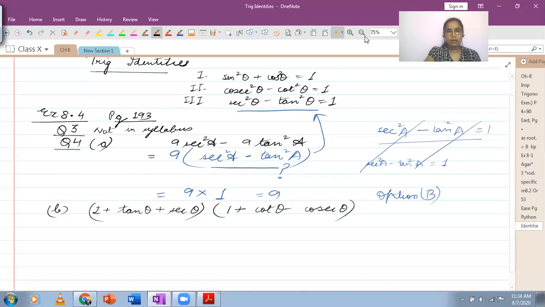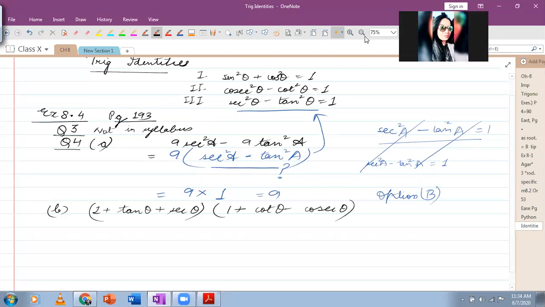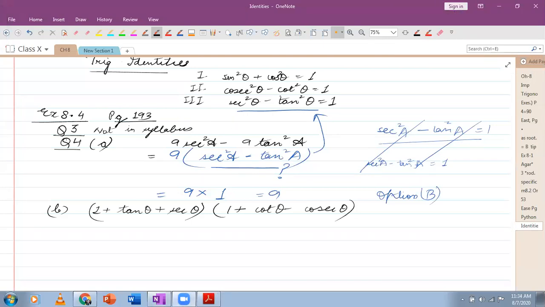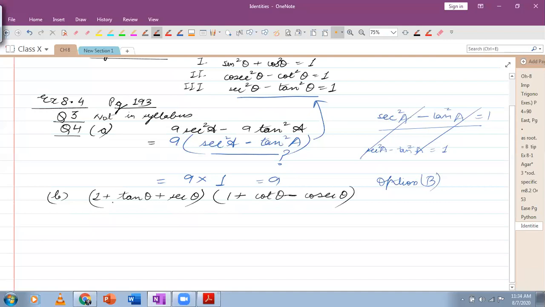This is what we have, and I want to simplify these. Normally the method used in every question is that whatever trigonometric ratios you have, the more you simplify them the better. Rather than simplifying the brackets first, go ahead and simplify tan, secant, cot, and cosecant. So I'm going to write all of these in the form of sine and cos. I'll just give you one example.